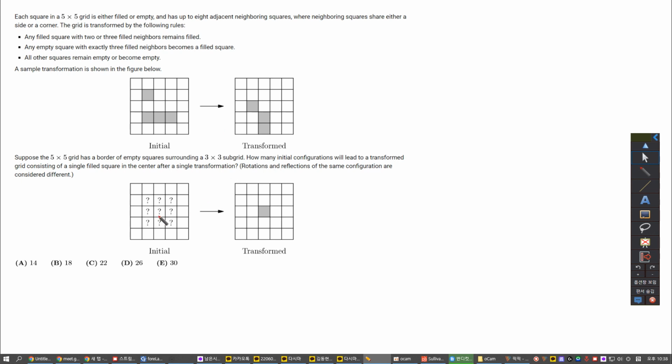So let's start with the center being filled before this transformation, and this center should be kept filled. It should have 2 or 3 filled neighbors. That makes the filled square remain filled. So let's say it like this. We need to fill 2 squares. I mean, neighbor means inside this 3 by 3 grid.